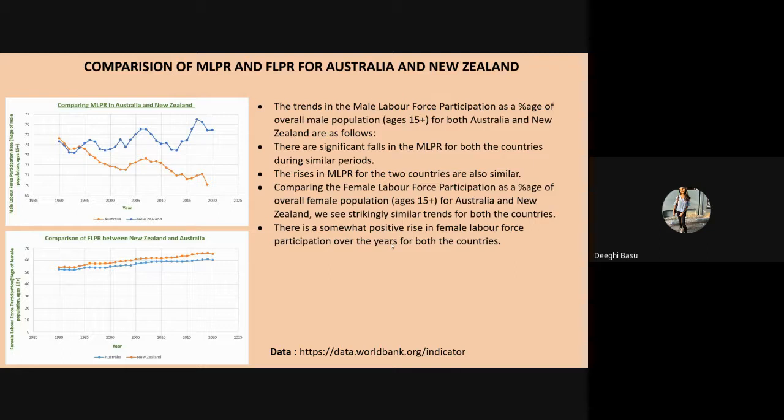Coming to the next graph, we are comparing the female labor force participation rate for the countries, and we see strikingly similar trends for both the countries. There has been some rise in the female labor force participation for the years 1995 to 1996 and during the years 2005 to 2007, and then again during the years 2017 to 18 for both countries. There is a somewhat positive rise in the female labor force participation over the years for the countries.